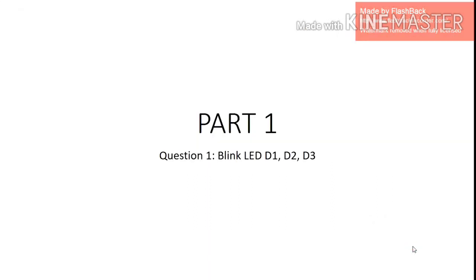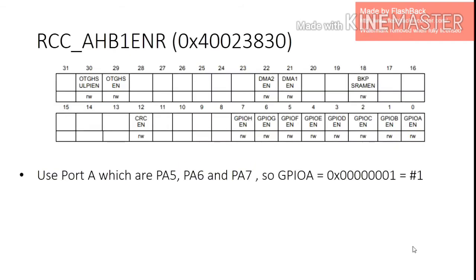For part 1 lab 2, the question asks to blink LED D1, D2 and D3. So first of all, for the coding, we need to enable GPIO clock, and we use RCC AHB1ENR, and the address is 0x40023830. We use port A, which are PA5, PA6 and PA7, so the GPIOA will be #1.